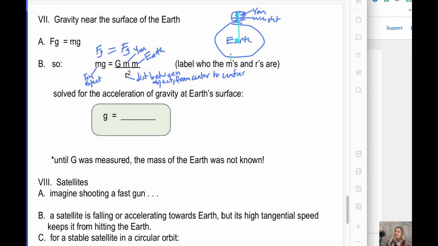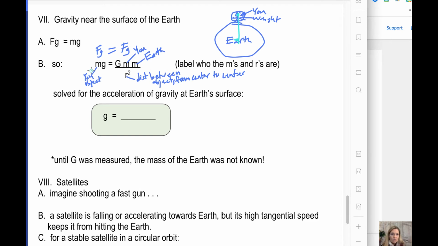Now, you could try to add half your height to the radius of the Earth, and how would that work out with sig figs? You wouldn't even show up. So basically, you would just use the Earth's radius to go down here in that case.